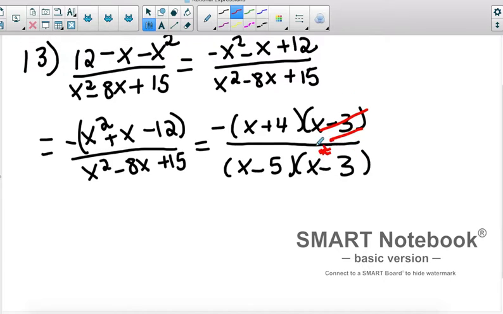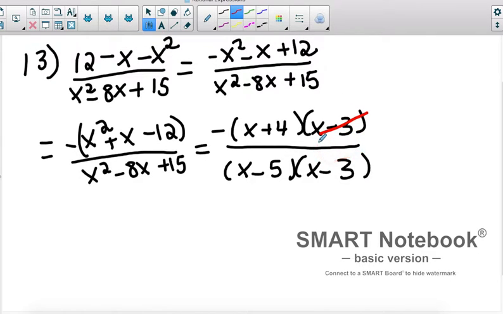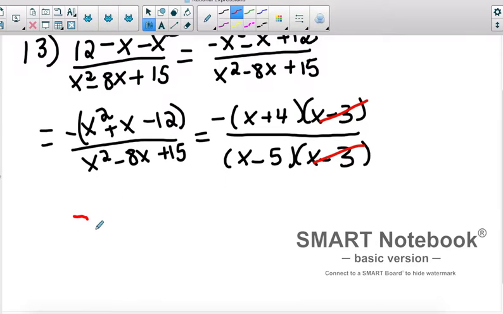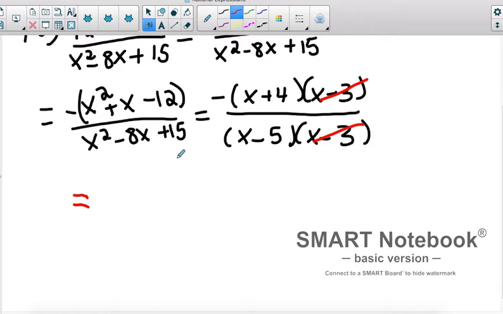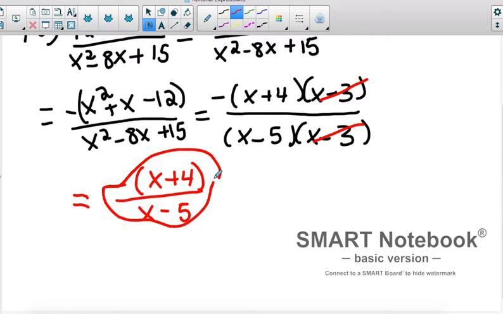So as you can see, the x minus 3 will cancel. Okay, so we'll be left with, this pen situation is a little bit hard, negative x plus 4 over x minus 5. Okay, so that would actually be our final answer. That was horrible. Okay, I hope I'll get better at this and it'll be smoother later.